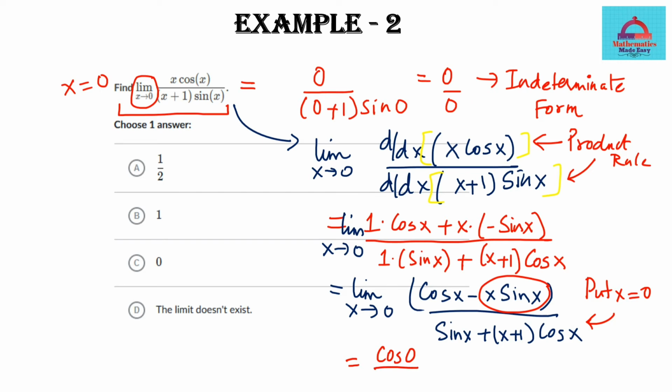Similarly, in the denominator, if you put x as 0, this is gone, sin 0. So this will be nothing, and you're just left with 0 plus 1 times cos 0. Now cos 0 is 1, so this is 1 over 1 itself. So the final answer is going to be 1, which is option B. So the answer here is B. This is how you solve the multiple choice question on indeterminate form and L'Hopital's rule.